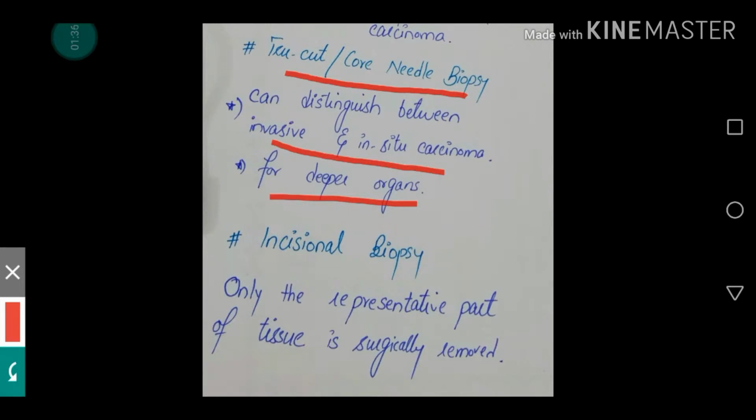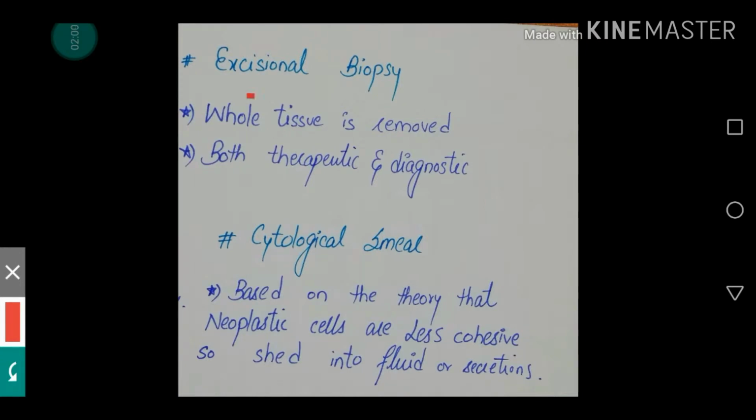Then talking about incisional biopsy. Incisional biopsy is surgical removal of the representative part which is likely to have carcinoma. Now further, talking about excisional biopsy. In this, the whole tissue is removed. It is both therapeutic as well as diagnostic.